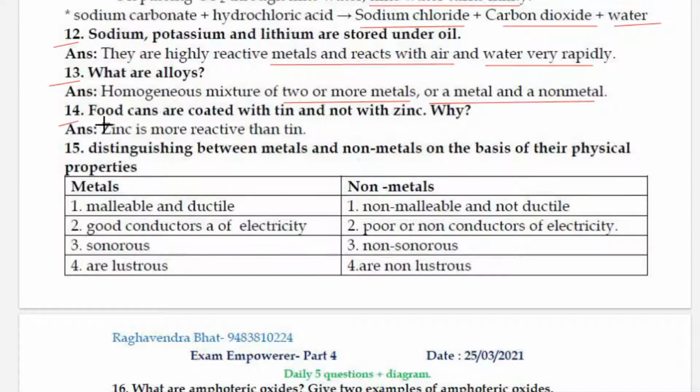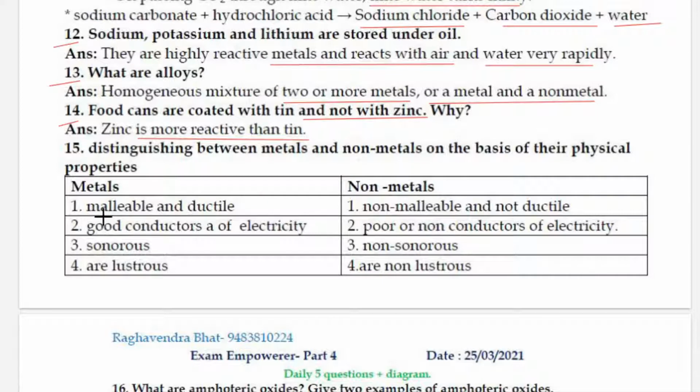Next one, food cans are coated with tin and not with zinc. Why? Zinc is more reactive than tin. Next question, distinguish between metals and non-metals on the basis of their physical properties. We are seeing the metals and non-metals and distinguishing between them on the basis of their physical properties.